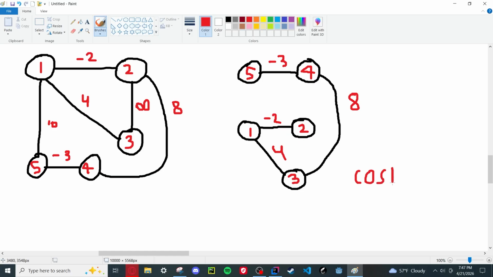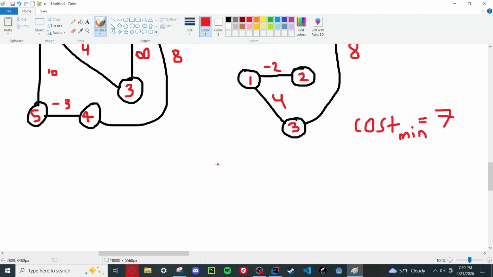So I'll say the minimum cost following Kruskal's is simply -2 plus 4 is 2, 10, 7. Okay, good. That was Kruskal's. It's very simple, very straightforward.